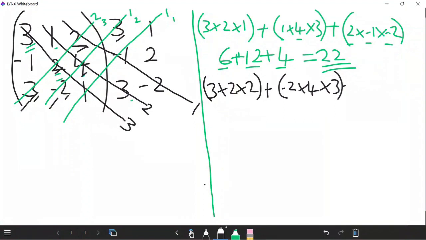So we are going to enclose that. And then the last one, we have 1 multiplied by negative 1 multiplied by 1.